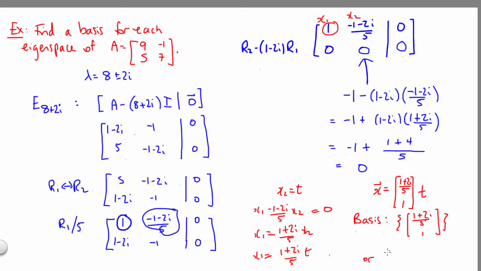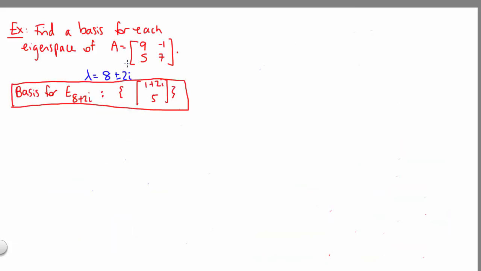Or if we prefer to clean this up a little bit, we could multiply both components through by 5 just to eliminate the fraction. So a nicer choice of basis vector would be (1 plus 2i, 5). So at this point we've found our eigenvalues and we've investigated one of our eigenspaces. We now need to look at the other eigenspace corresponding to the eigenvalue 8 minus 2i.